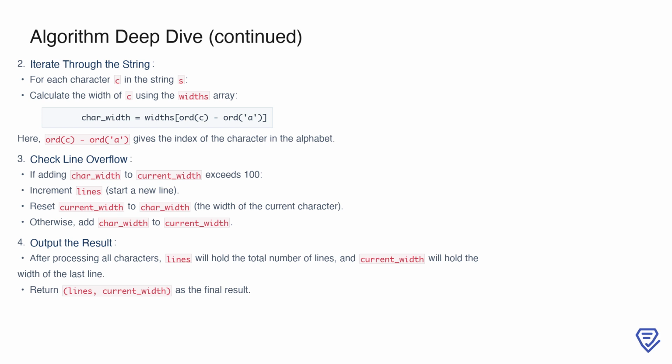Next, we check if adding the width of this character to current_width would exceed the 100 unit limit for the current line. If it does, we increment the lines variable to start a new line and reset current_width to the width of the current character. Otherwise, we simply add the character's width to current_width. Once all characters have been processed, lines will hold the total number of lines used, and current_width will represent the width of the last line. These values are then returned as a tuple, (lines, current_width).